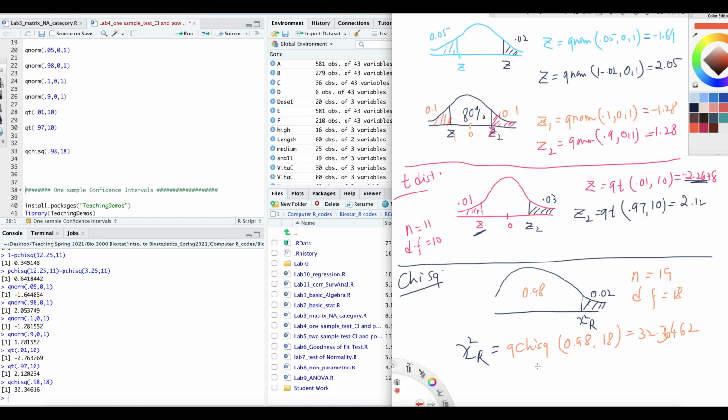If the left area is given, you do chi-square and q chi-square, and then left area into the left area. If the middle area is given, exactly the same way.